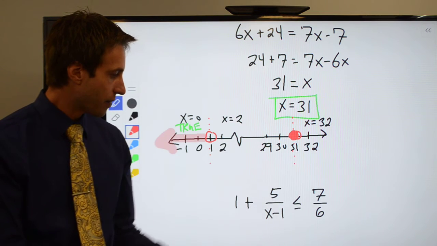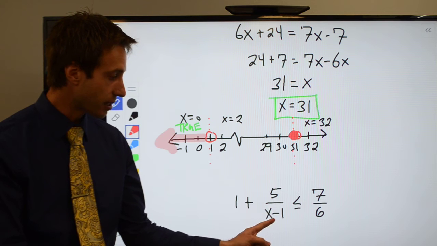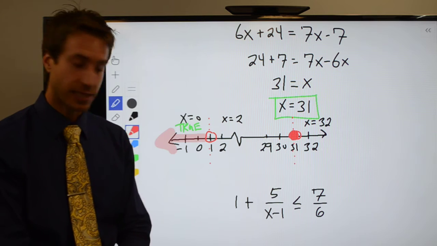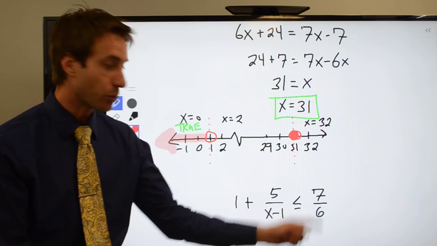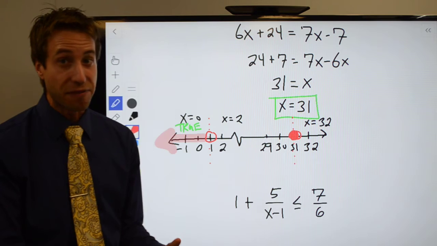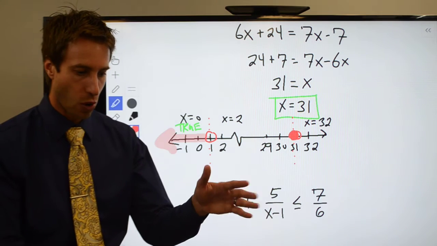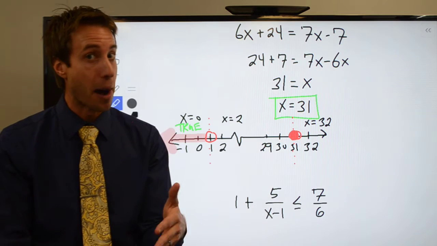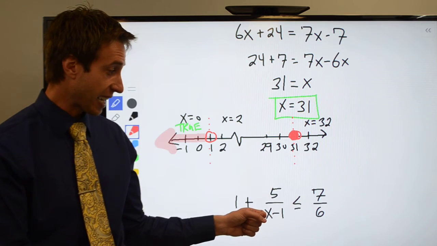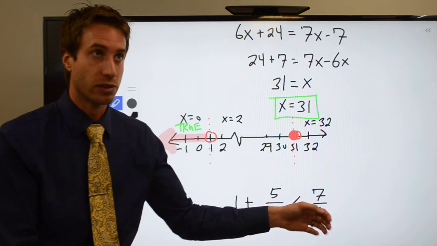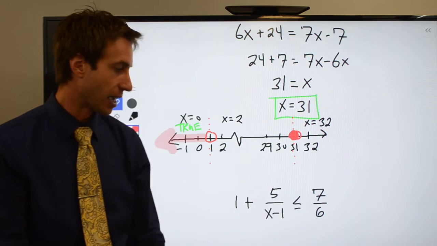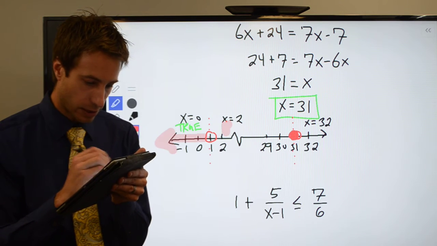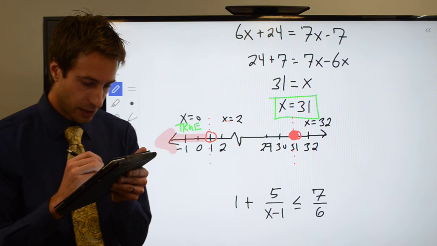Let's go ahead and do a 2. If I plug a 2 in there, that's going to leave me with a positive 1. So I have 1 plus 5, which is 6. Is 6 less than or equal to 7/6? Definitely not. 7/6 is like 1.3 something, a number not much bigger than 1. Is 6 less than 1 point something? Well, no, 6 is way bigger. So that's false.